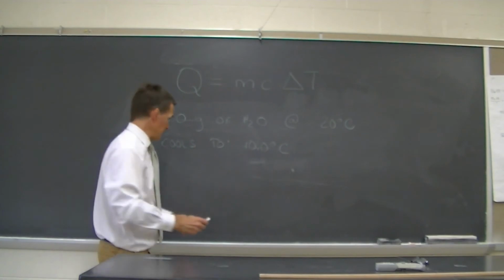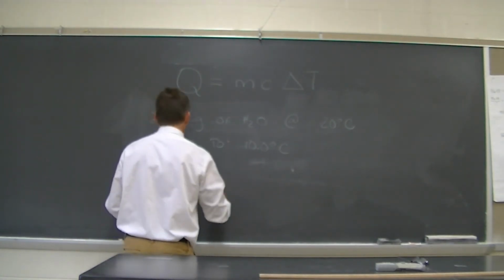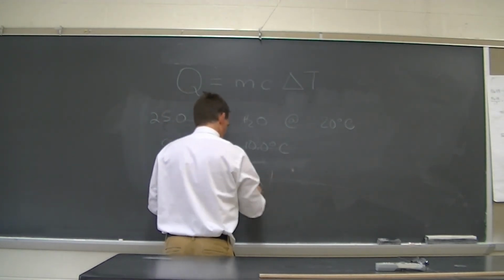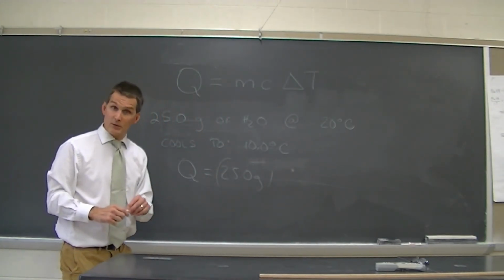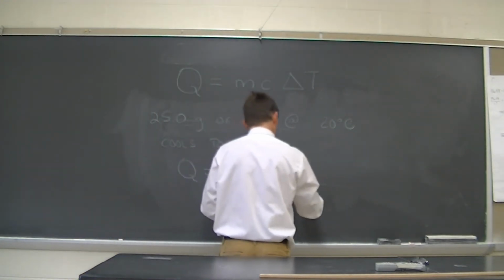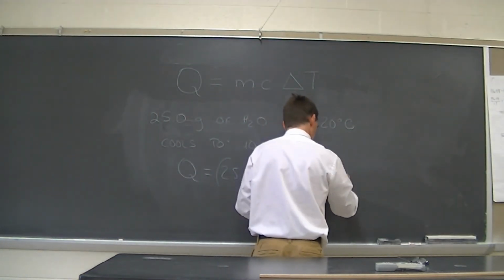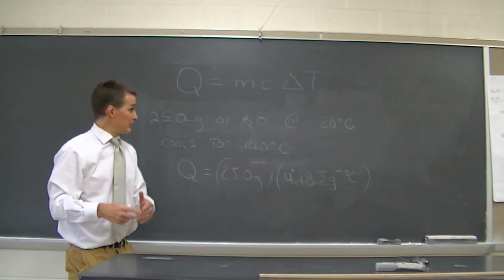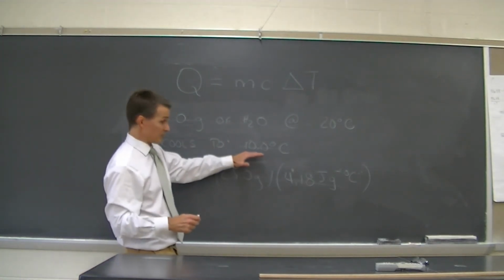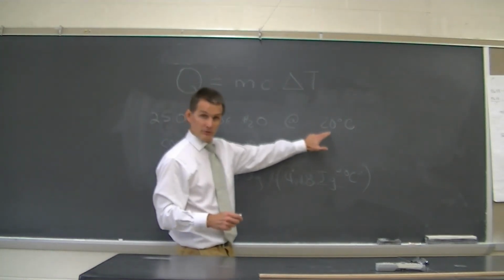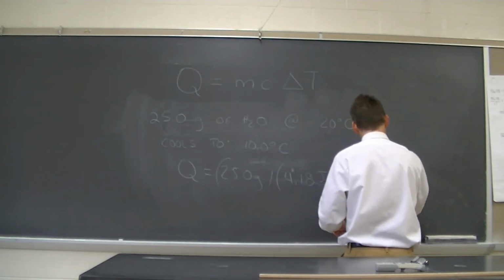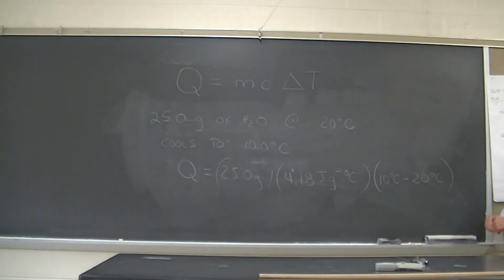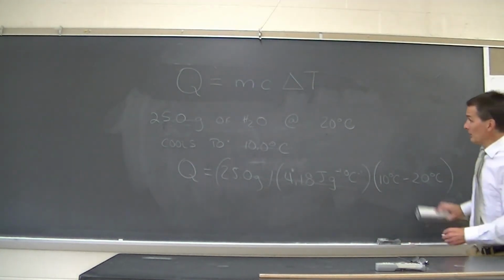Well, we'll just set it up like we did before. Q is going to be our mass, which is our 25 grams. We're going to multiply that by the specific heat of liquid water, which again is 4.18 joules for every gram for every degree Celsius. And we're going to multiply that by the change in temperature, which in this case, our final temperature is 10, and our initial temperature is 20. So let's see, that's going to be 10 degrees Celsius minus 20 degrees Celsius. So this is the setup for this particular problem.